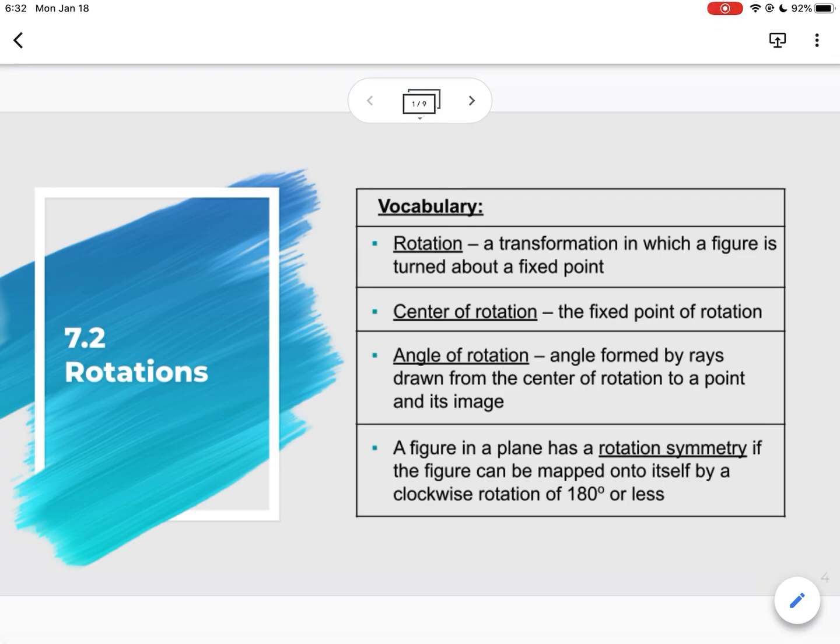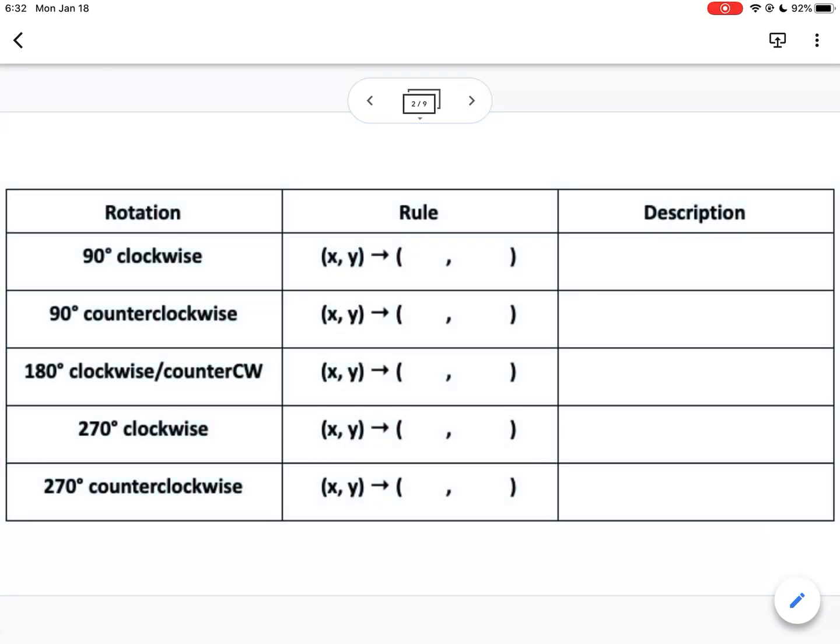A rotation is also an isometry, because whenever you do the rotation, it's just in a new location, but all of the lengths and angle measures have been preserved. They'll all be the same. So first we're going to talk about these rules.